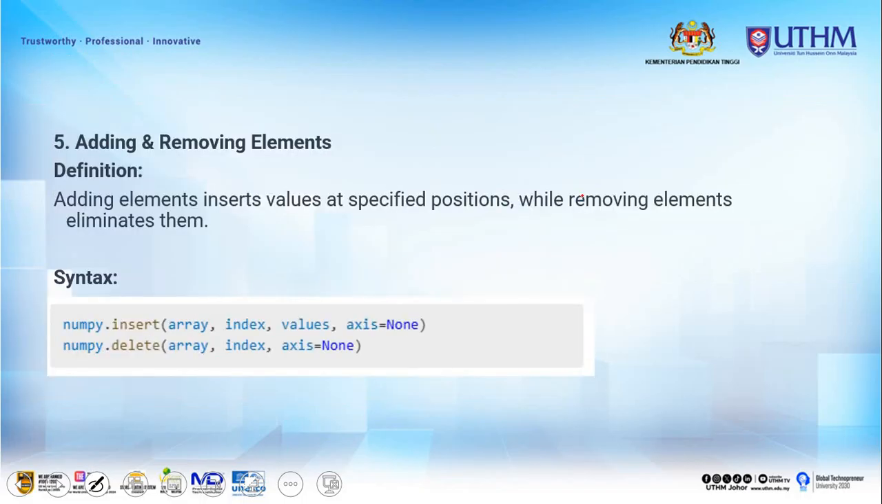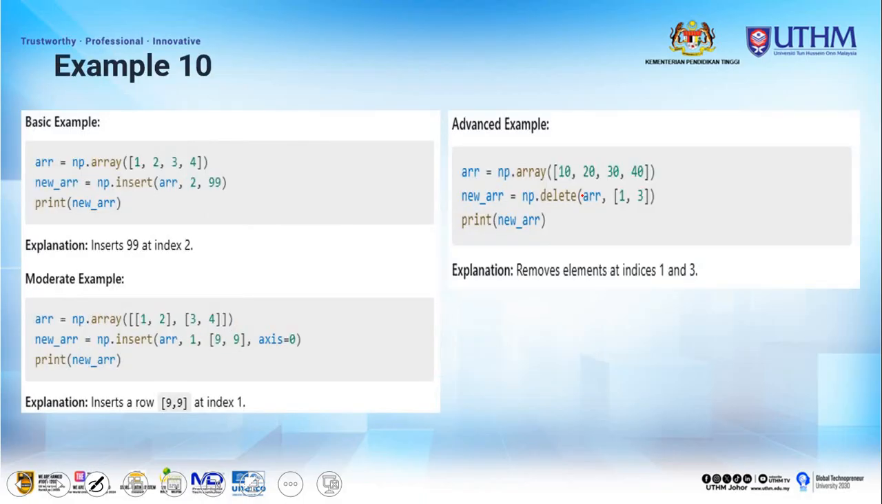Adding and removing. We try to insert and delete, adding or inserting new values or eliminating them. Insert 99 at index number 2. Currently we have 0, 1, 2, 3. For this array, we want to insert at the second position, which is 99. So it prints the new array.